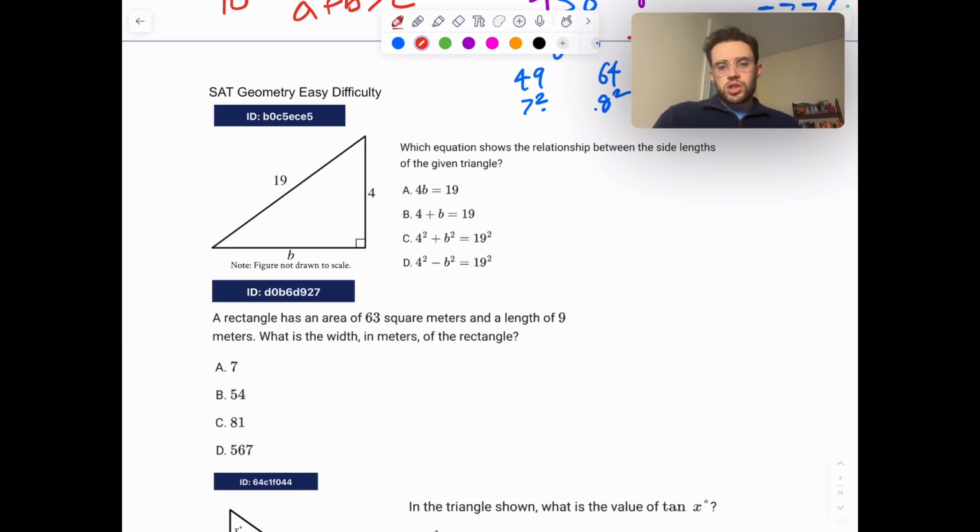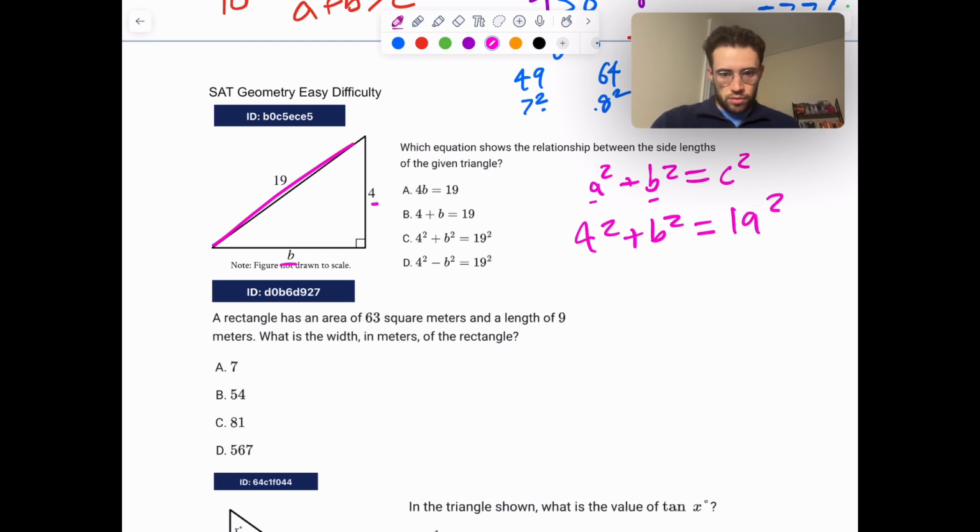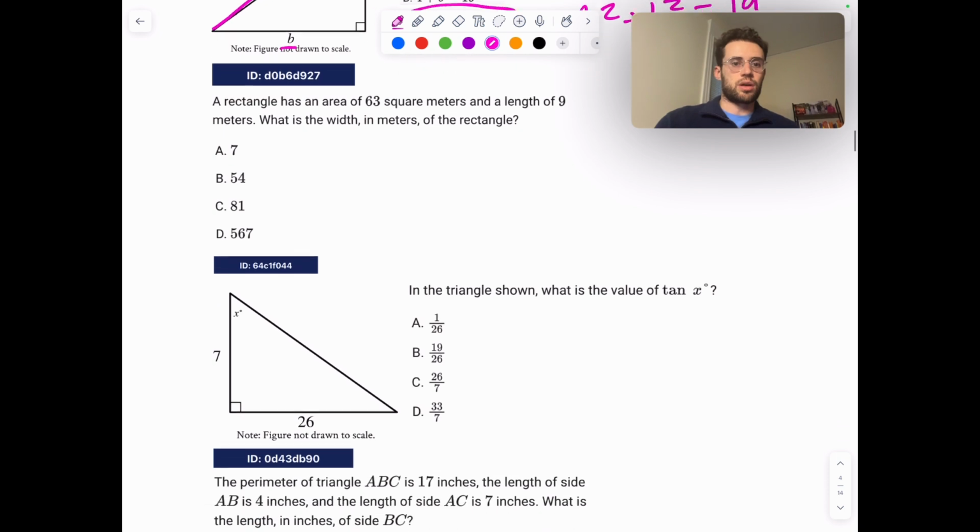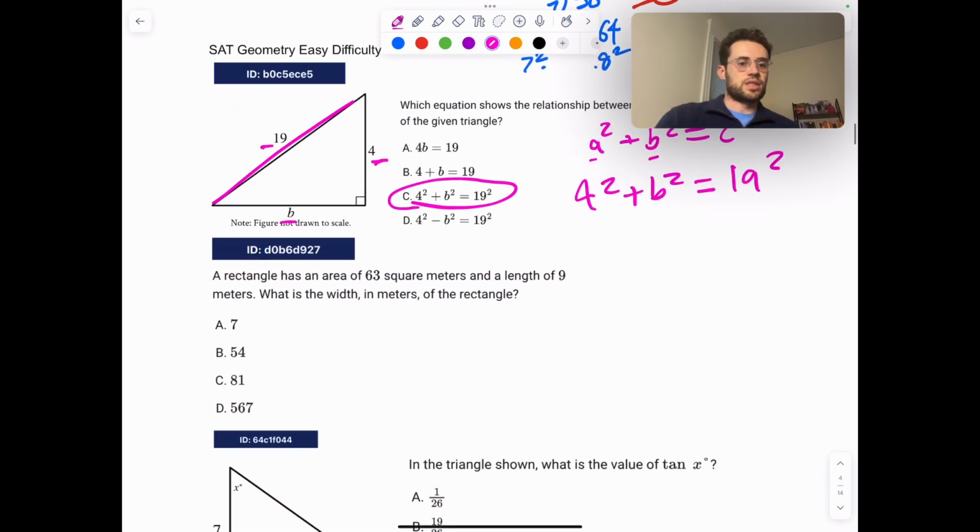Now here we have: which equation shows the relationship between the side lengths of the given triangle? Well, we have a right triangle, so it's just going to be the Pythagorean theorem again. A squared plus B squared equals C squared, where A and B refer to the legs. In this case, that's 4 and B. So 4 squared plus B squared is equal to the hypotenuse C squared. So do we have anything like that? That would be option C. It's just the Pythagorean theorem with the lengths that are given substituted in.